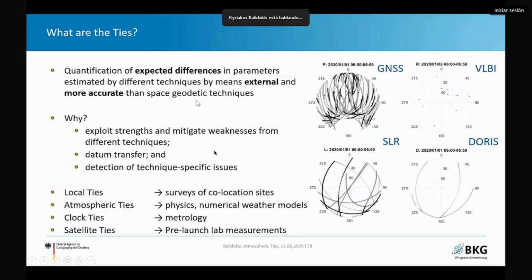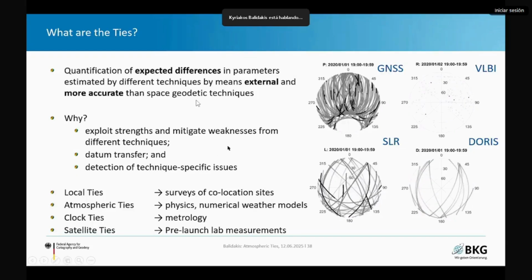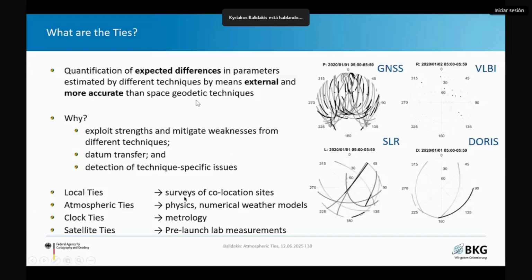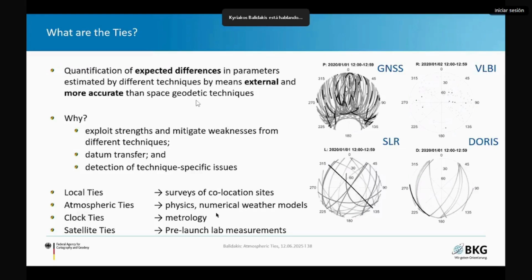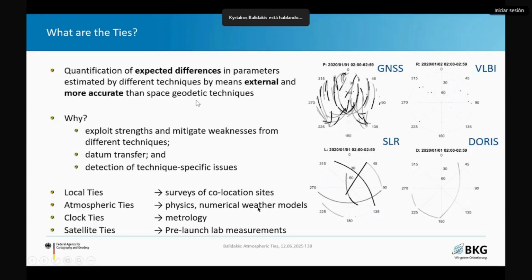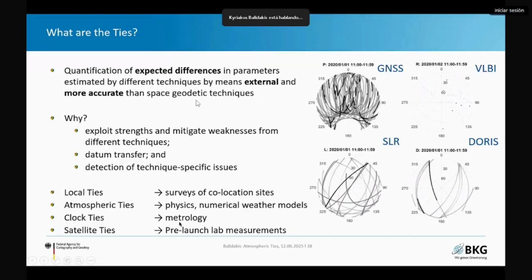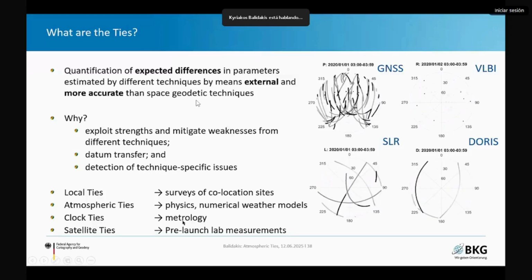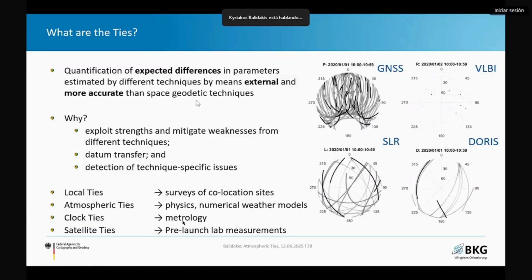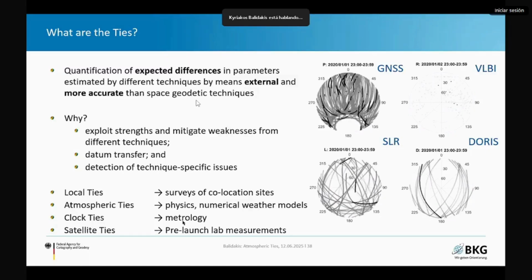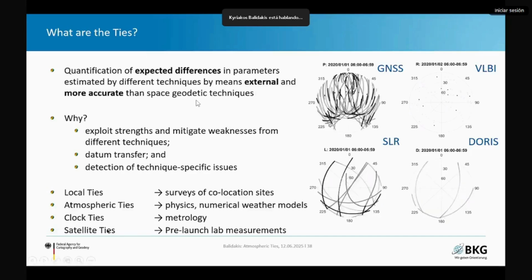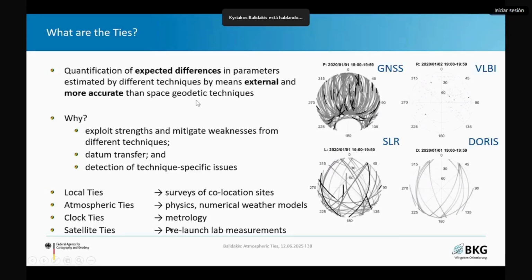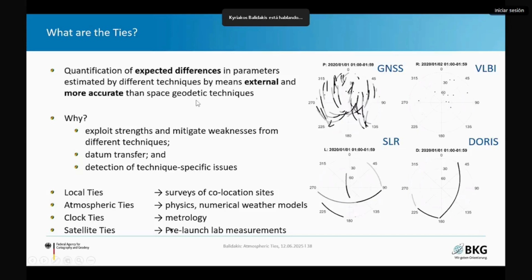So we said that we need this external information. We get this from a local survey for the local ties. For the atmospheric ties, we get this information usually from numerical weather models. For clock ties, there are systems in place in currently very few stations where the cable delays can be measured exactly. And for satellite ties, well, it's like a local survey, but you have to do it before the satellite is launched into orbit, because after that, there's not much you can do.